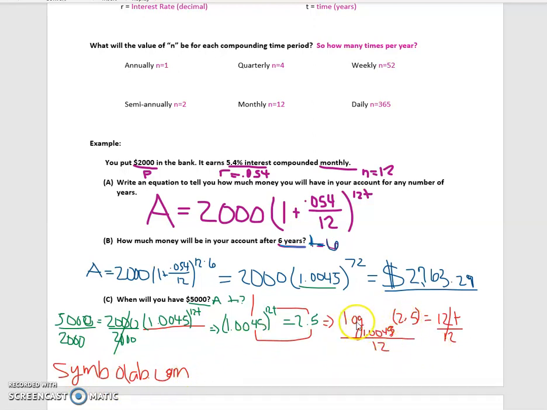So if you plug this into the calculator, log base 1.0045 of 2.5 and then the whole thing divided by 12, your time will equal 17.01 years. Guys, don't forget your units on these because they matter, right?